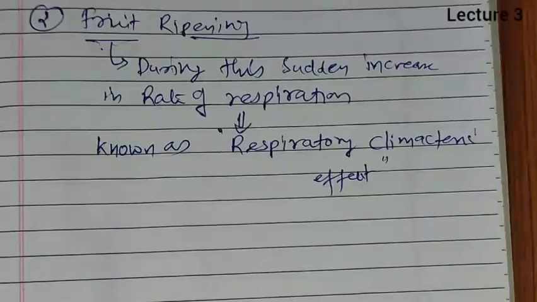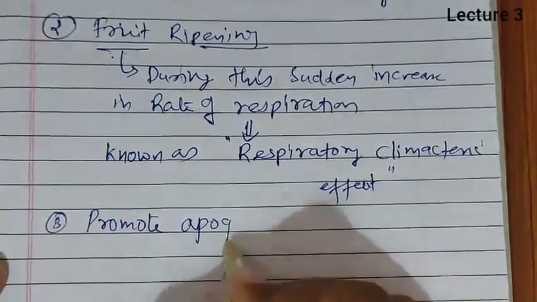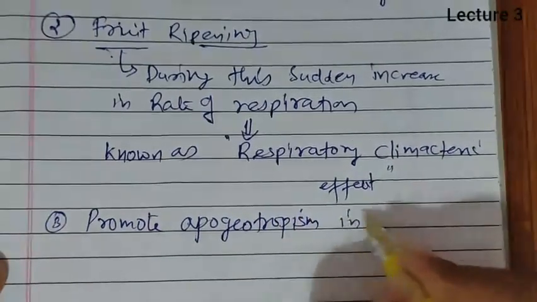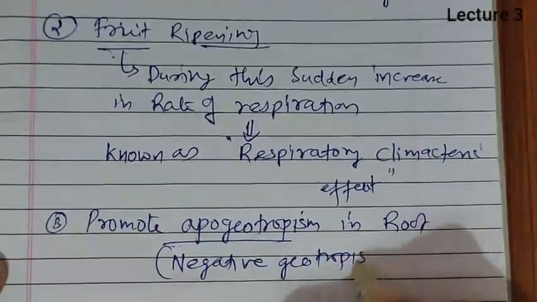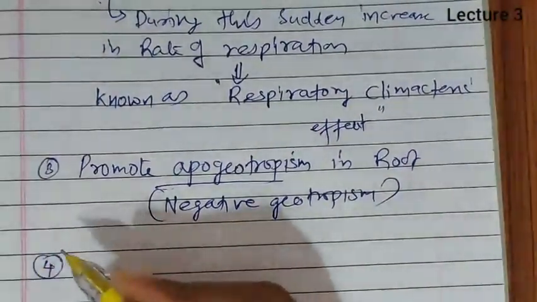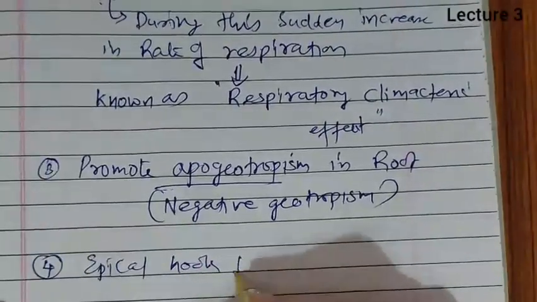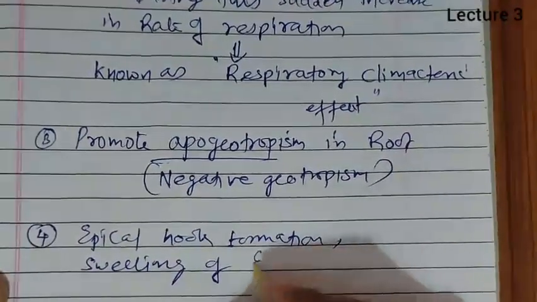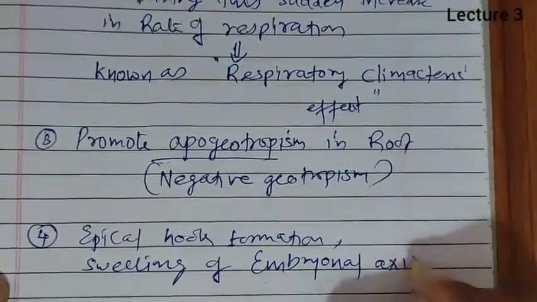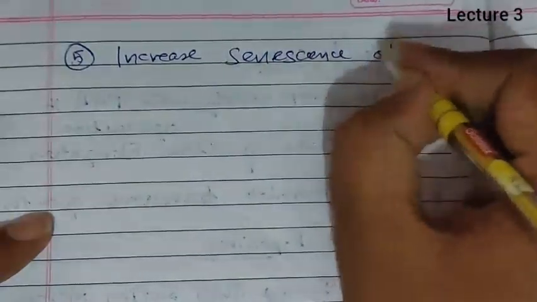Next is promoting apogeotropism in root, that is negative geotropism. When we talk about the fourth, it causes apical hook formation and swelling of the embryonal axis. That is also caused by this ethylene. It increases senescence or aging of leaves and flowers.